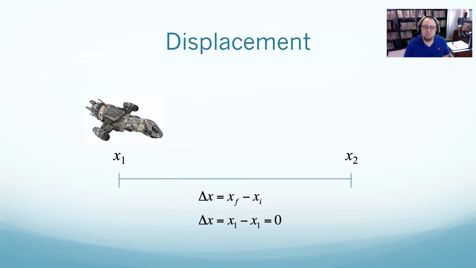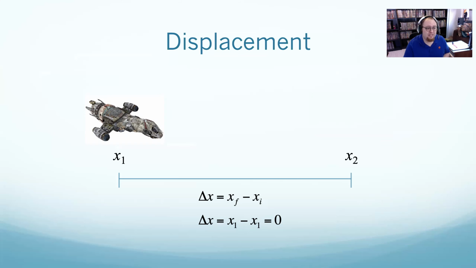Likewise, if this ship was to start here and make a big circle and end where it started, its displacement is 0. Its displacement is 0 because it started and ended at the same spot. It might have moved, but it doesn't matter. Displacement is just where is your initial, where is your final.